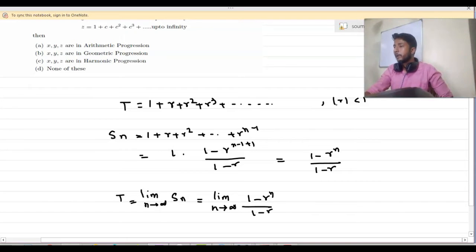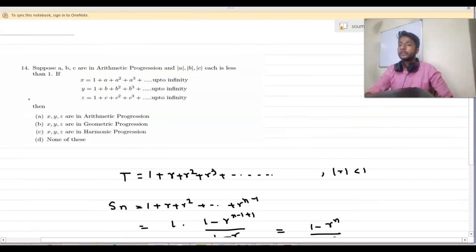Now you can see that the value of mod r is less than 1. We know that the limit n tends to infinity r to the power n is equal to 0 if mod r is less than 1. So we can write it as 1 by 1 minus r. So the value of this series is 1 by 1 minus r, if mod r is less than 1.